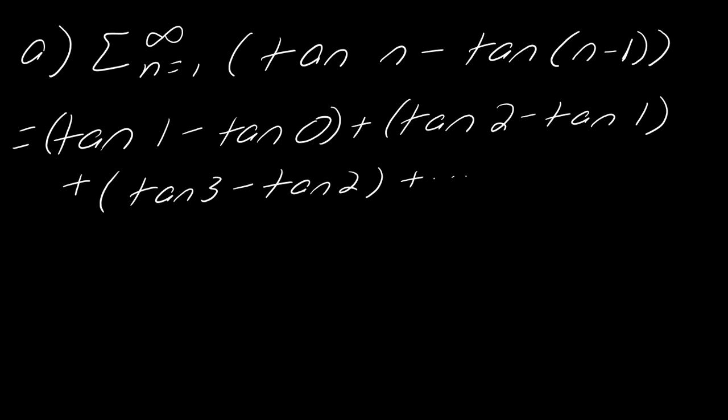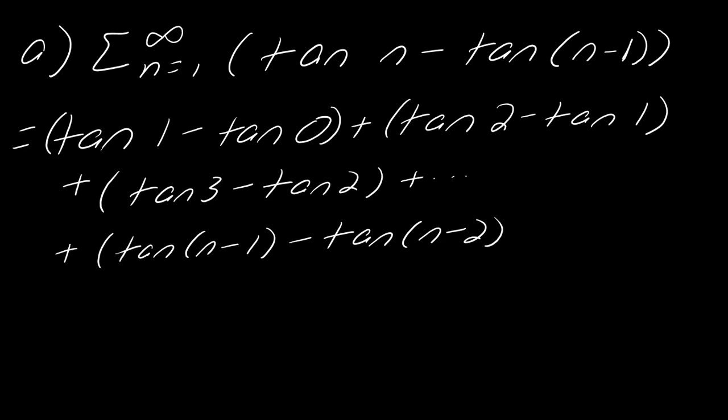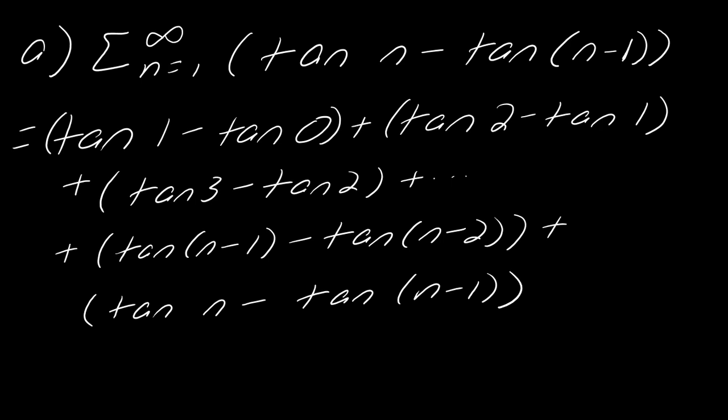So then what would happen with the n minus 1th term? For the n minus 1th term, I'll go to the next line. This would be tangent of n minus 1 minus tangent of n minus 2. And then what would the nth term be? The nth term would be tangent of n minus tangent of n minus 1. I bring this up because you might want to write out a few terms to make yourself confident of the partial sum that you're writing up.